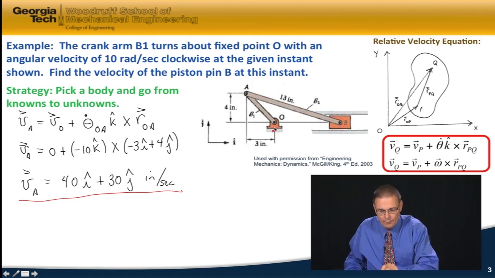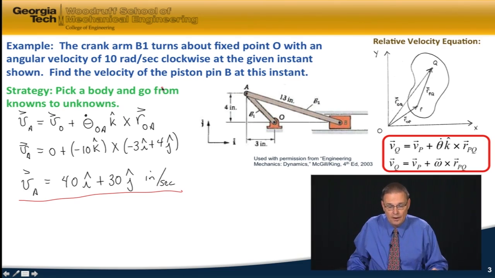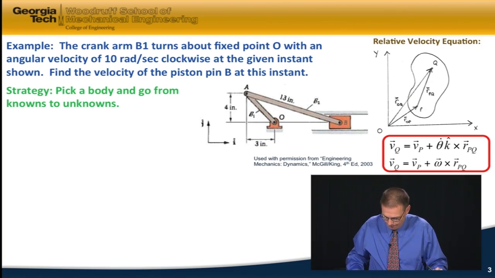Okay, so I now know the velocity of this point on body B1, the angular velocity of body B1, and the linear velocity of point A. I want to keep going toward the unknown that I want to solve for, which is the velocity of pin B. And so let's continue on.